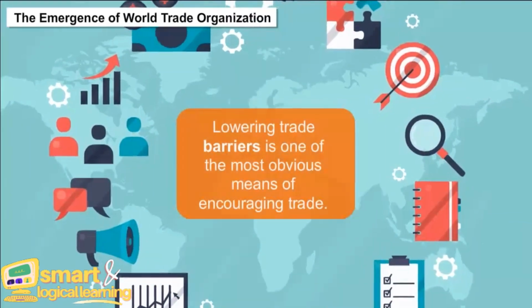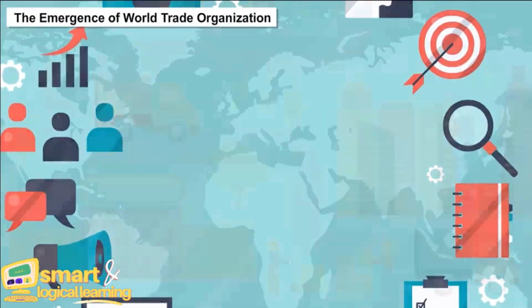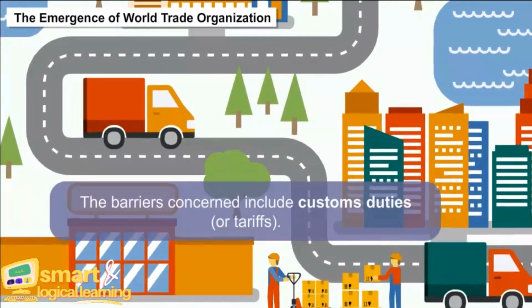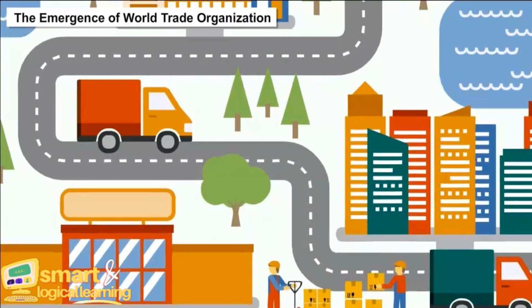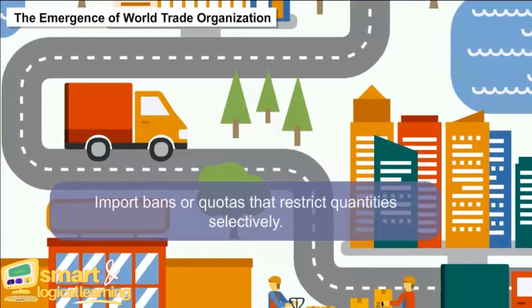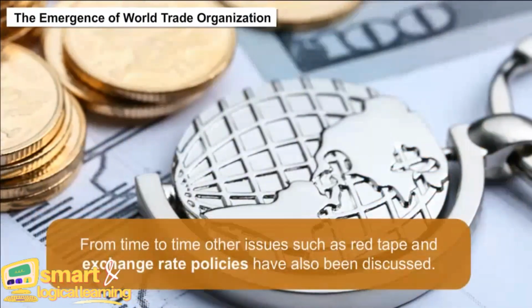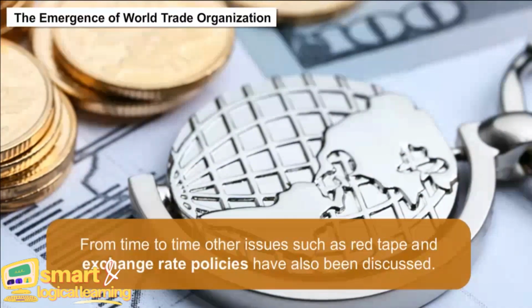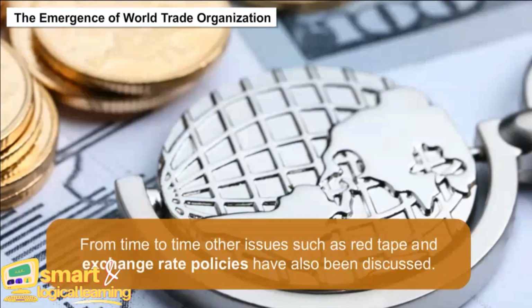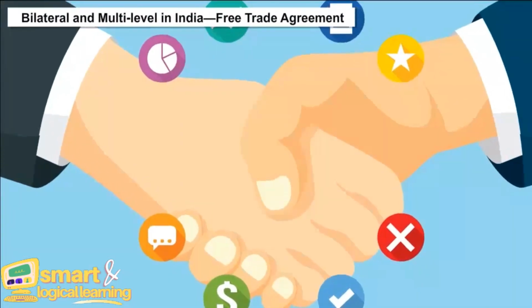Lowering trade barriers is one of the most obvious means of encouraging trade. The barriers concerned include customs duties or tariffs and measures such as import bans or quotas that restrict quantities selectively. From time to time, other issues such as red tape and exchange rate policies have also been discussed. Bilateral and multilateral in India.